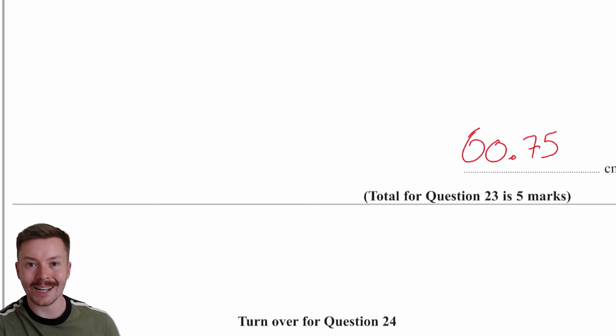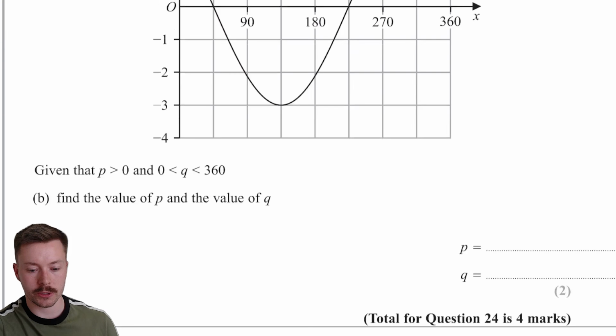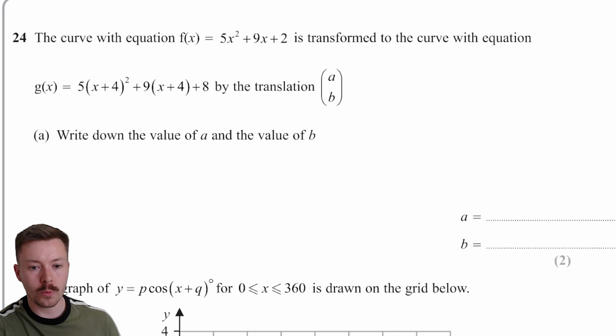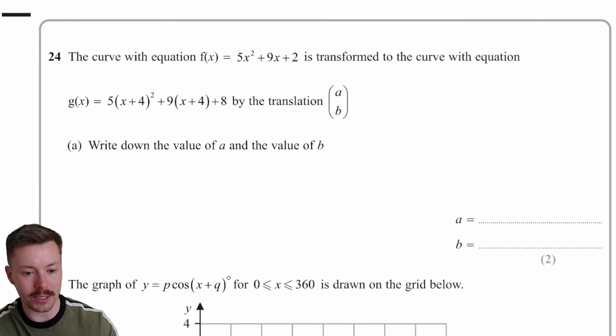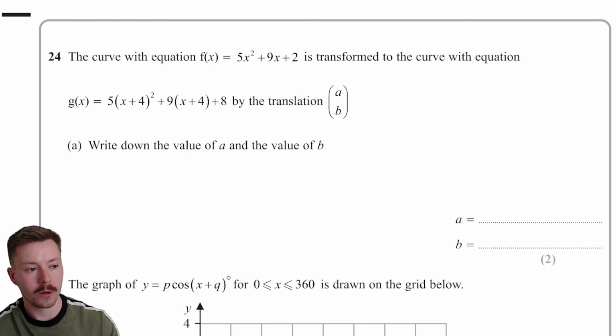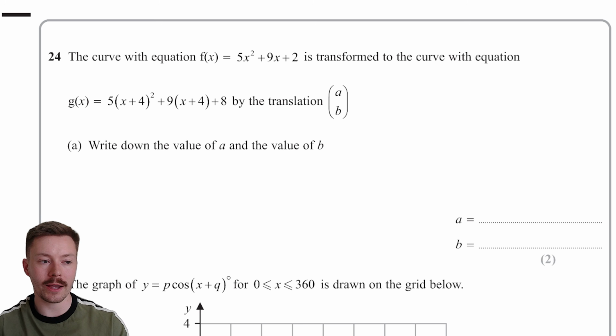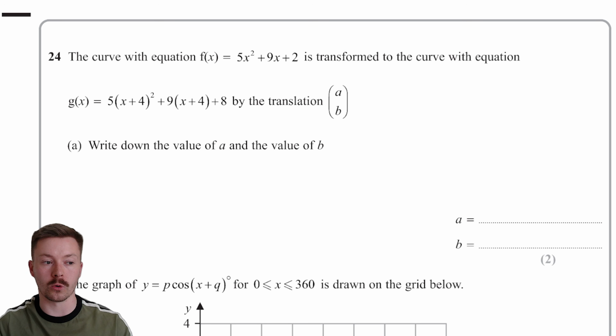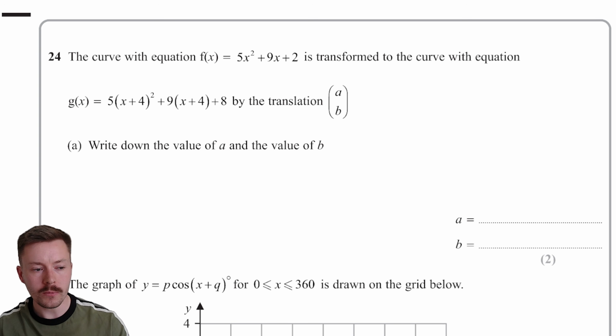Right, last question, and actually this last question, I believe it's the last question, is not too bad at all. It's simply a case of making sure that you know graph transformations. Okay, so we've got the curve with equation f of x equals 5x squared plus 9x plus 2 is transformed to the curve with equation g of x equals 5 brackets x plus 4 all squared plus 9 brackets x plus 4 plus 8 by the translation (a, b). Write down the value of a and the value of b.